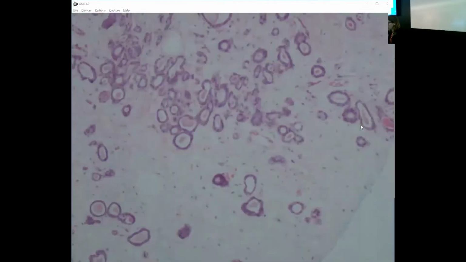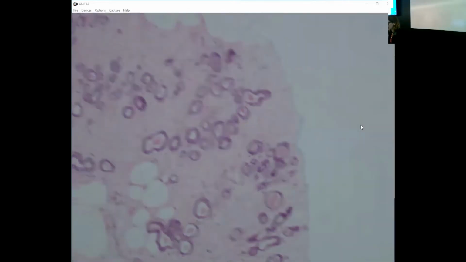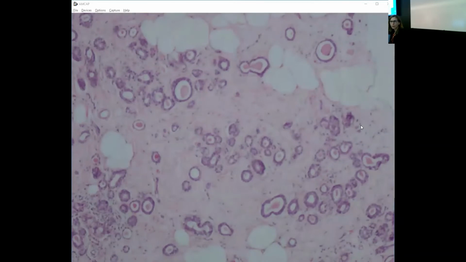We have another one on core needle biopsy. So MGA, if you had mistakenly called that as tubular carcinoma, do you want to say what would the ER, PR, and HER2 staining be for MGA?